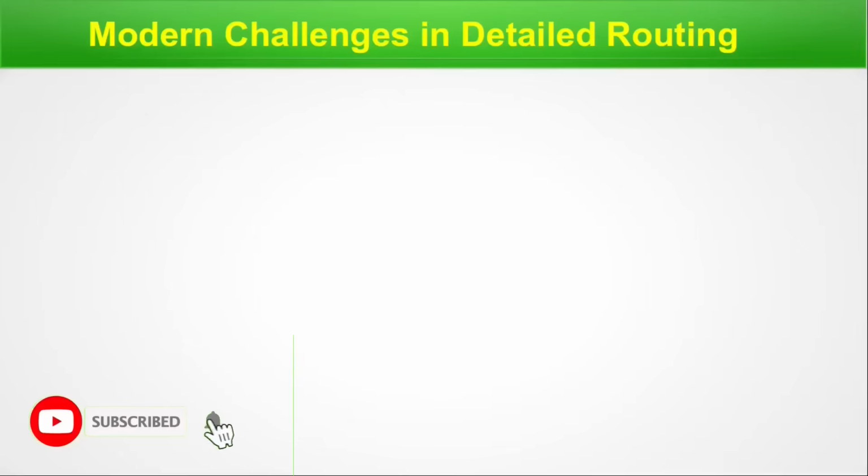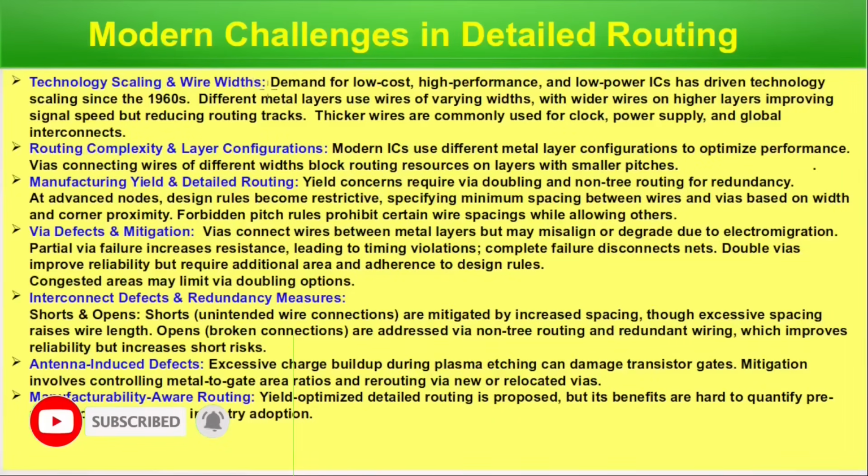Modern challenges in detailed routing. Technology scaling and wire widths. Demand for low cost, high performance and low power ICs has driven technology scaling since the 1960s. Different metal layers use wires of varying widths, with wider wires on higher layers, improving signal speed but reducing routing tracks. Thicker wires are commonly used for clock, power supply and global interconnect.